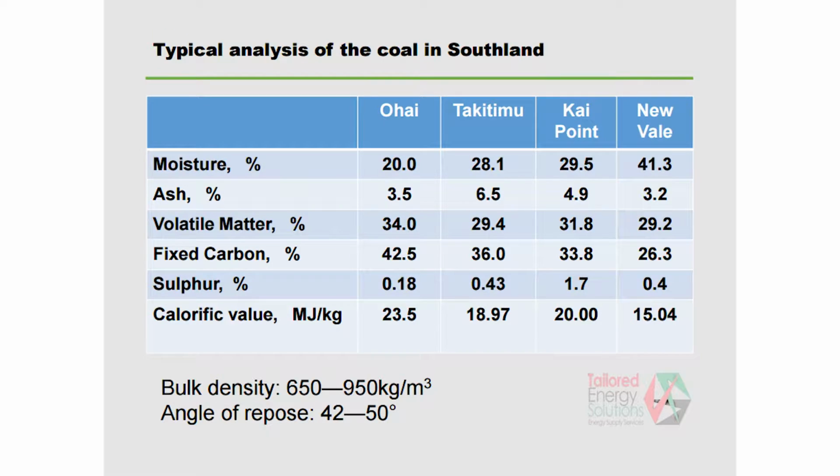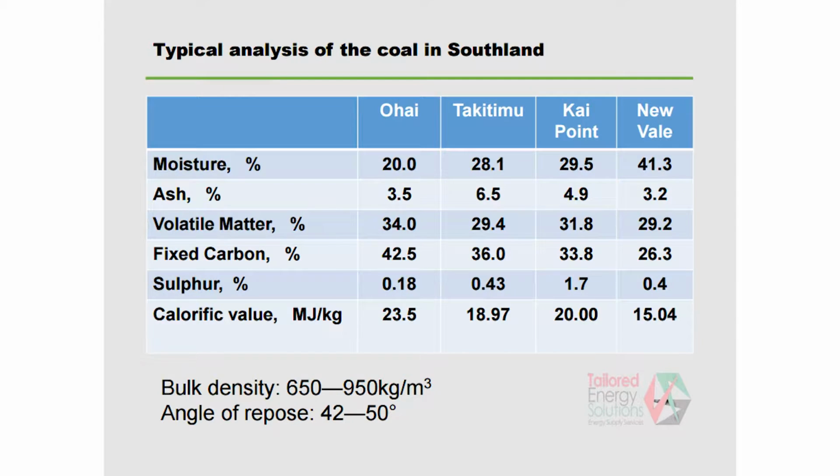For technical coal in the Southland area, we have Ohai, Kai Point, and Newvale. This is the coal available in this part of the world. Ohai and Kai Point are all subbituminous coal. Kai Point is the same subbituminous C grade. Newvale is a lignite.